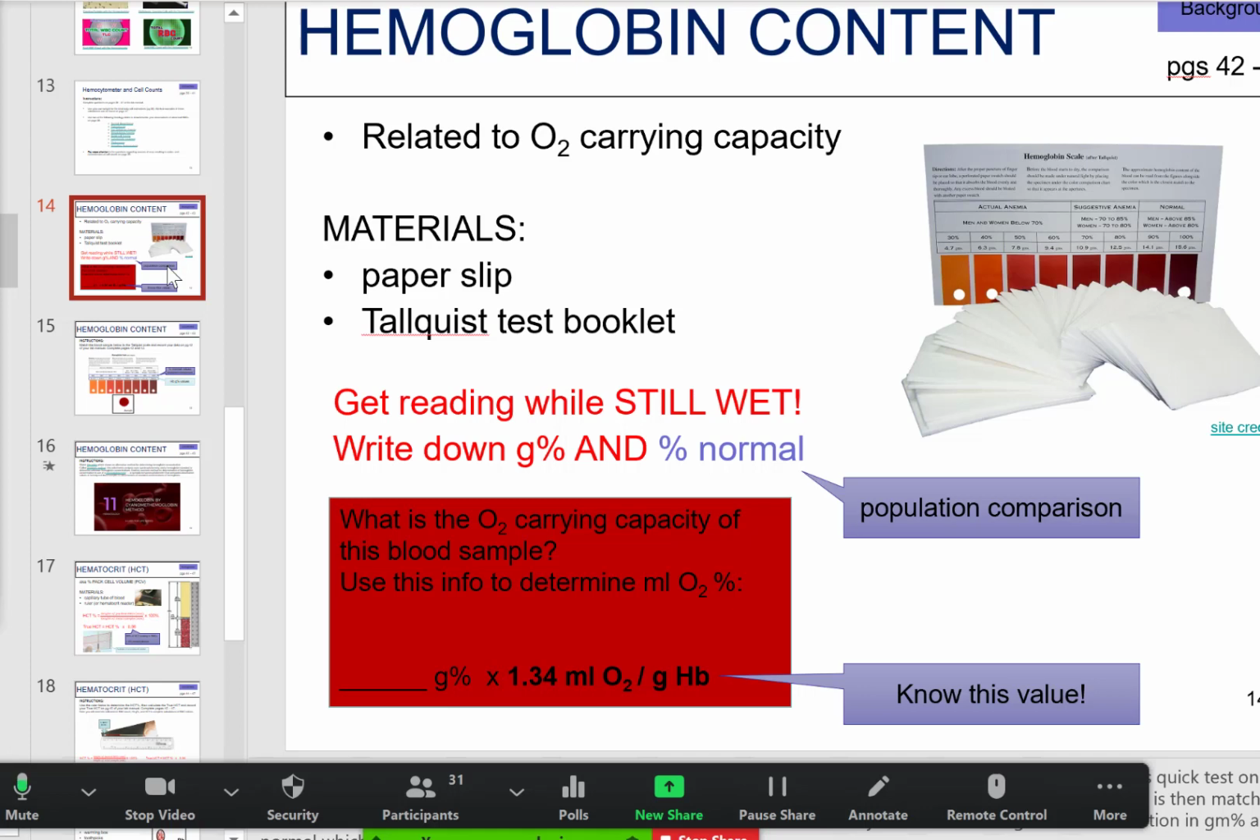I hope you've already watched your red blood cell lectures. In G6PD deficiency, the person's iron within the hemoglobin molecule is not in the correct ionic state. It's in a +3 state, and iron cannot bind to oxygen in that +3 state. So that would be a person that could have a normal red blood cell count and a normal hematocrit, but clearly has a reduced oxygen carrying capacity. So remember that 1.34 milliliters of oxygen for every gram of hemoglobin. That's an important number to know for this class, but also clinically.